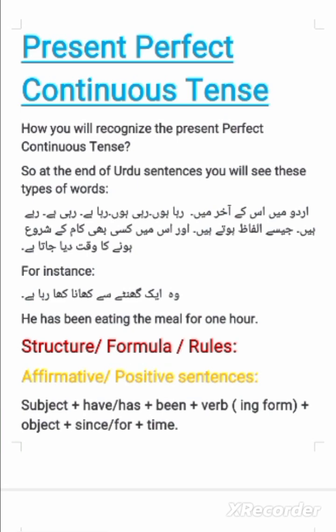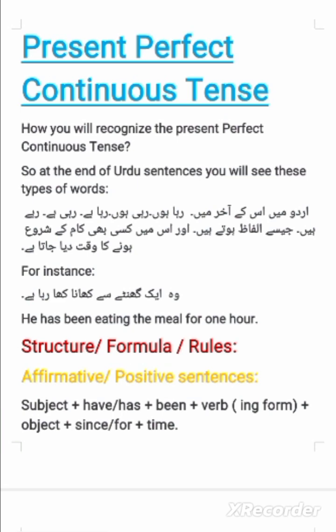All right, and also you will see the very important concept you will learn in this tense, that is the use of since and for. Okay, I will also teach you how you can use since or for. Okay, so first of all we will see what is the structure or rules. Okay, what is the structure or rule for positive, affirmative, or simple sentences? We can give 3 names to these sentences.